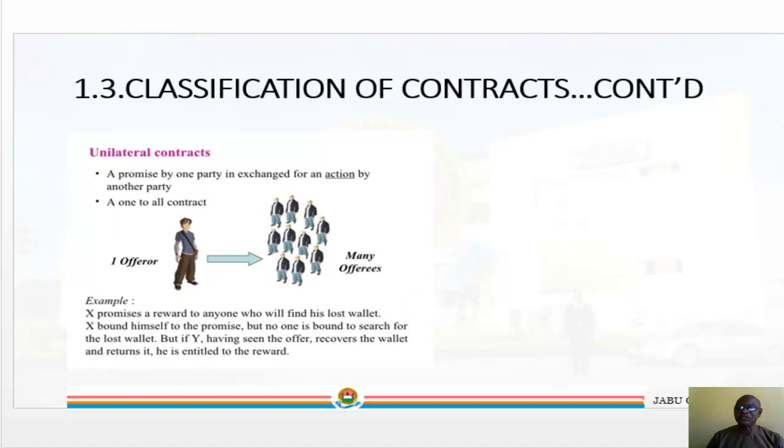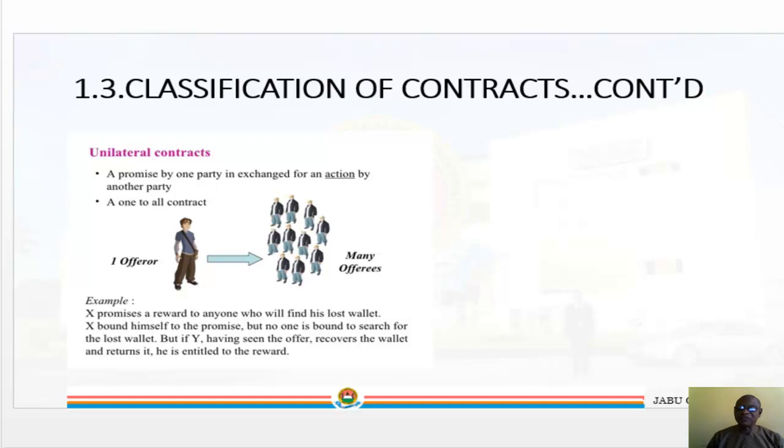In unilateral contracts, we have a promise by one party in exchange for an action by another party. It is a one-to-all contract. In it too, we have the person offering, who is usually called the offeror. But because of the nature of this type of contract, which is a unilateral contract, he has many offerees.